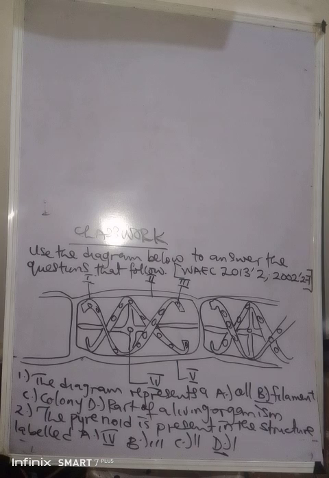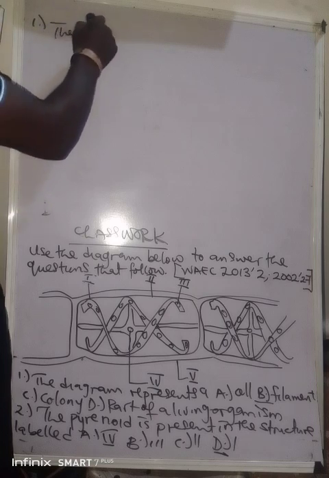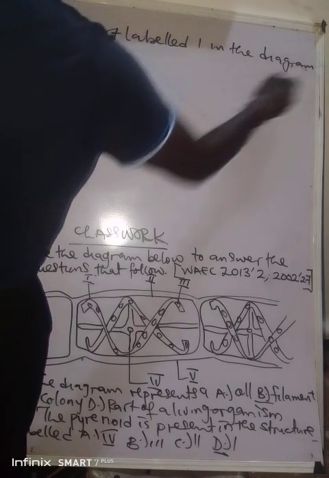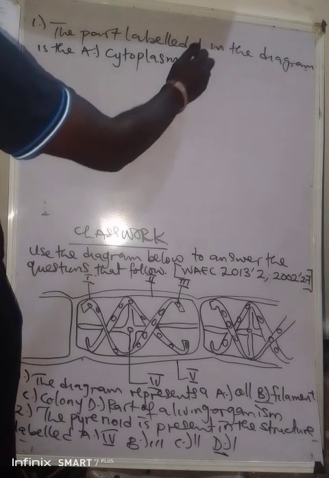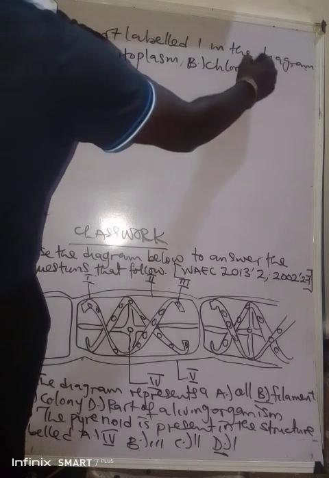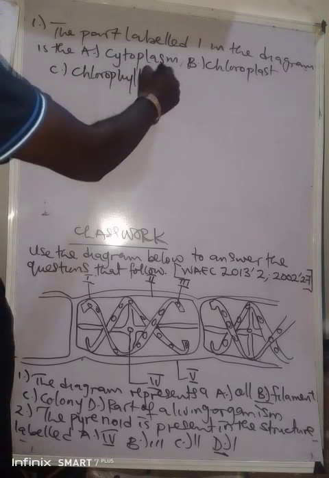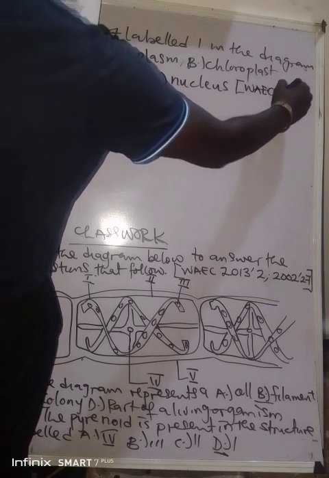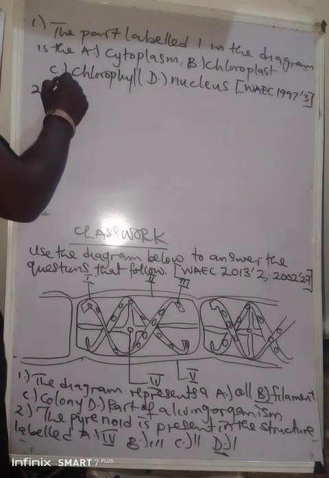So let's continue. Let's look at the second year, that's 2002 WAEC. The first one says the part labeled I in the diagram is the A, cytoplasm, B, chloroplast, C, chlorophyll, D, nucleus. This question is WAEC 1997, question 3. Number 2 question says, what is the function of the part labeled II in the diagram?